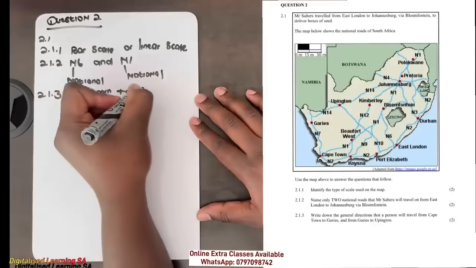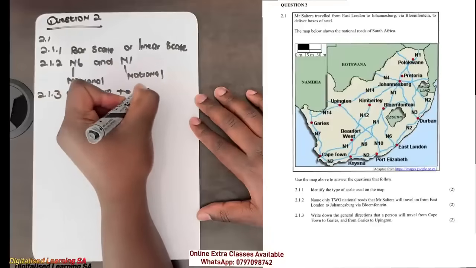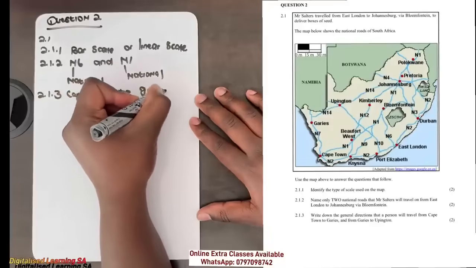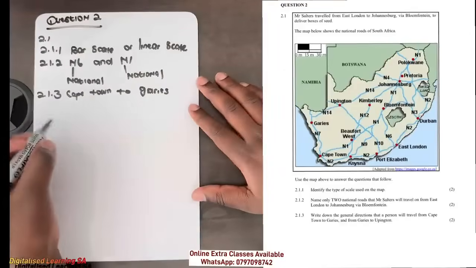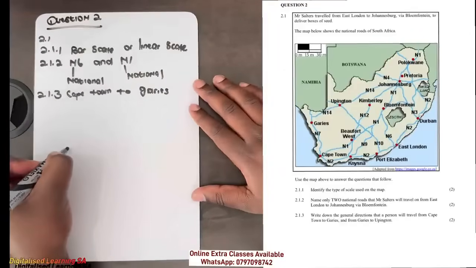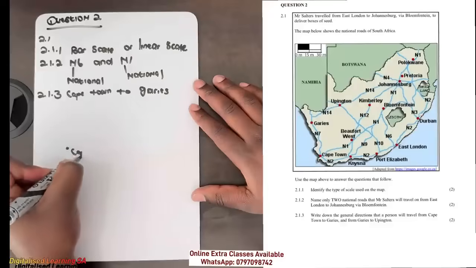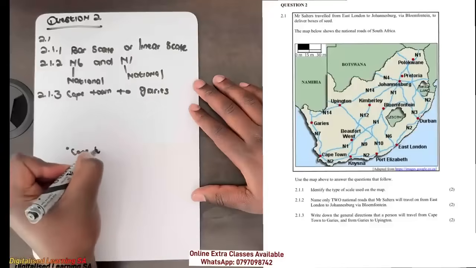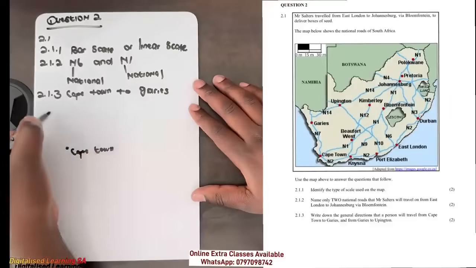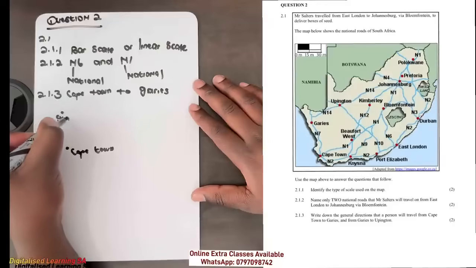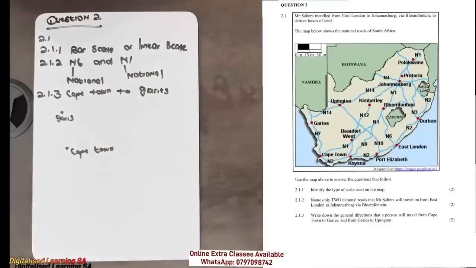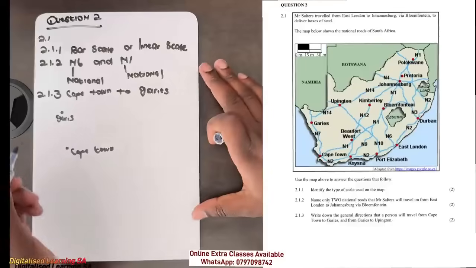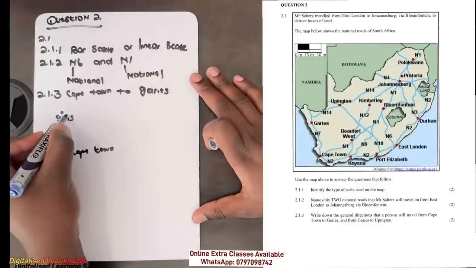Cape Town to Garris. If we look on our map, we can see that here is Cape Town, and then here is Garris. So if we draw our direction map, we can see that it will be something like this.